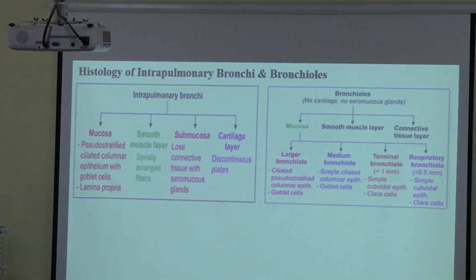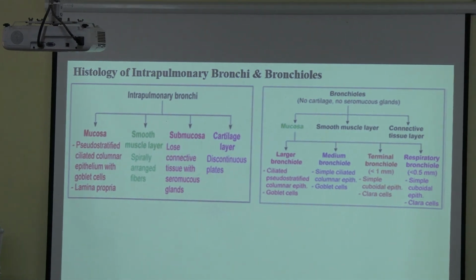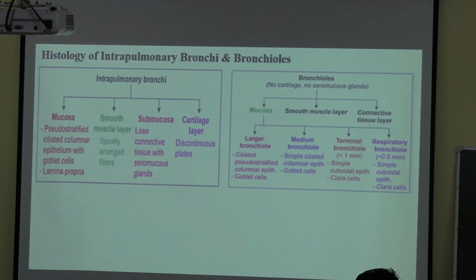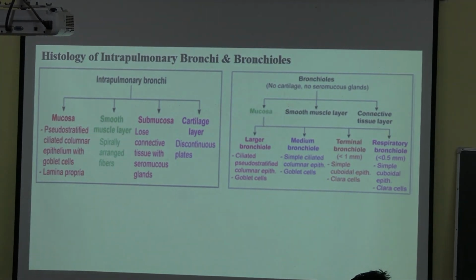Okay, why am I mentioning this? Because this thing you have to identify under the microscope, or else you will not understand the intrapulmonary bronchus. कुछ समझ में नहीं आएगा. As I said, directly you can't compare with the trachea. Okay, trachea का layers already I have written over here. Okay, and the layers of the intrapulmonary bronchus, as you can see.